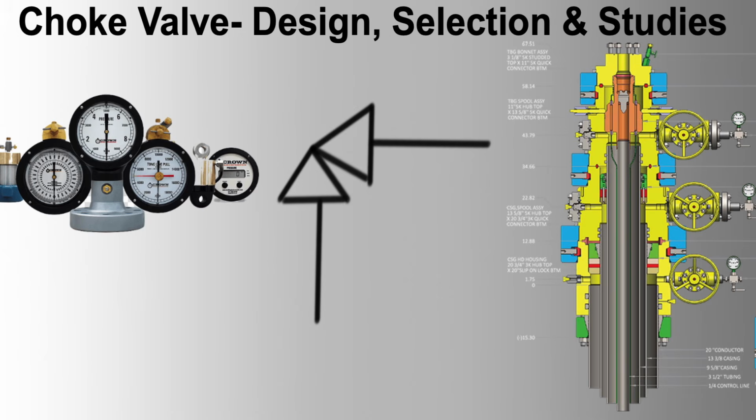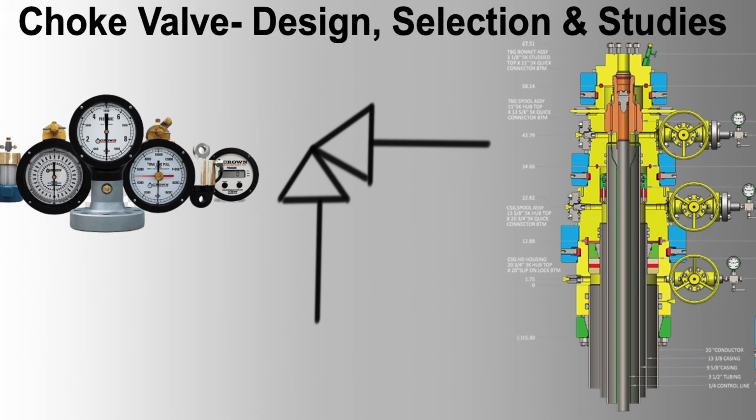Construction. 1. Body and bonnet. Designed for strength. Bodies and bonnets must withstand the mechanical stresses from high pressures and temperature fluctuations. Material selection. Choose materials like carbon steel, stainless steel, or high-grade alloys based on the fluid properties and environmental conditions.